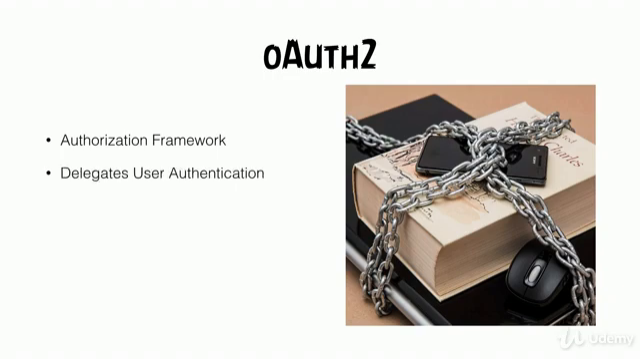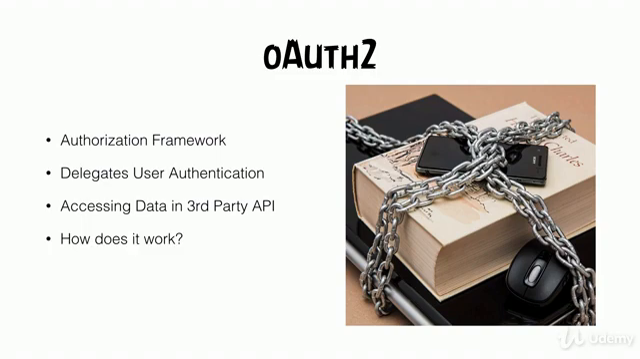And the way that this works is by delegating user authentication to the service that hosts the user account and authorizing third-party applications such as ours to access that user account. OAuth 2 provides authorization flows for web, desktop applications, and mobile devices as well. So the whole point of this is to access data in a third-party API such as Facebook or Twitter. And so let's talk about how this works real quick.